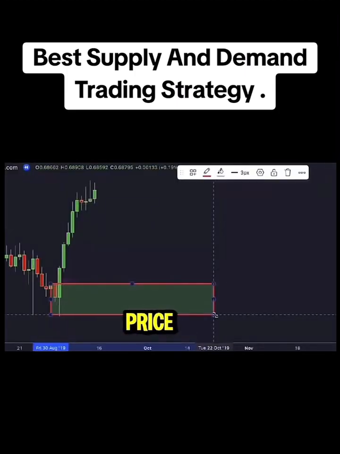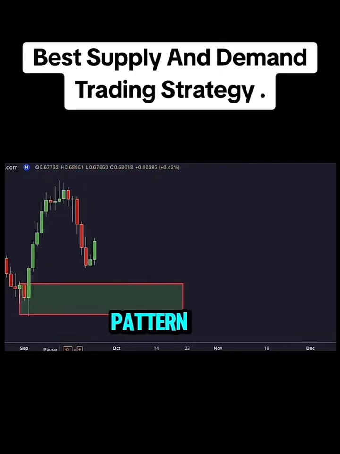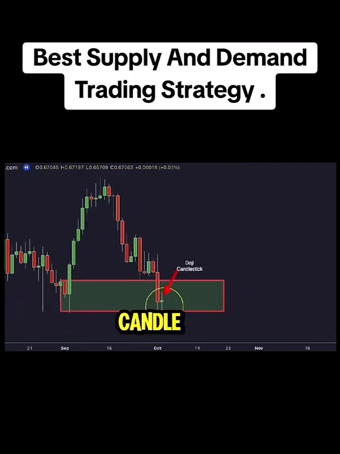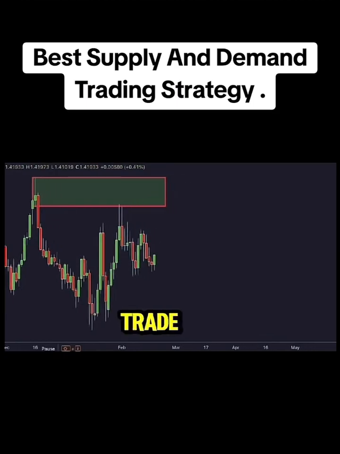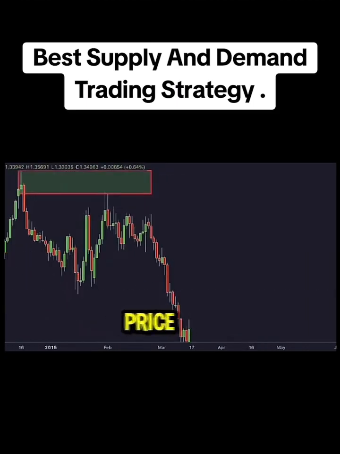For example, if the price returns to a demand zone, you should look for a bullish pattern like a doji or a bullish engulfing candle before entering a buy trade. These patterns indicate that the buyers are stepping in and the price is likely to go up. Conversely, if you're trading a supply zone, wait for a bearish pattern before entering a sell trade. This shows that sellers are gaining control and the price is likely to drop.